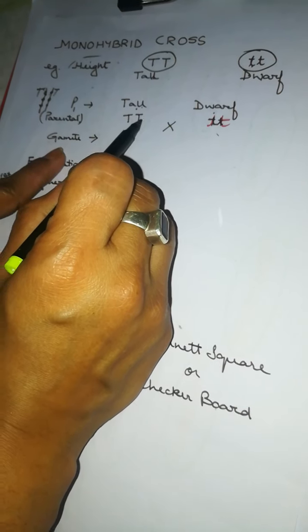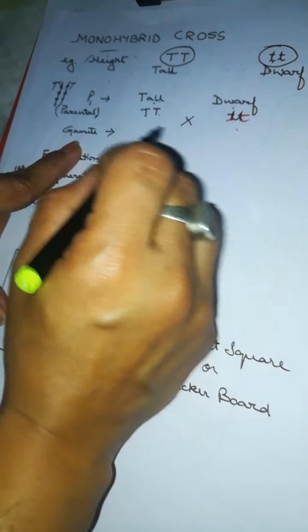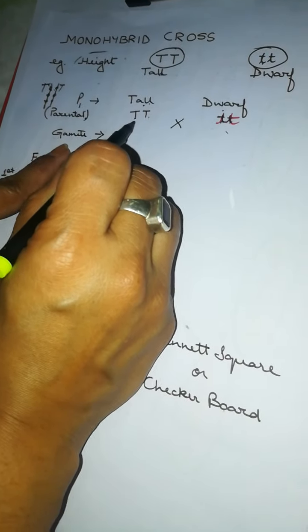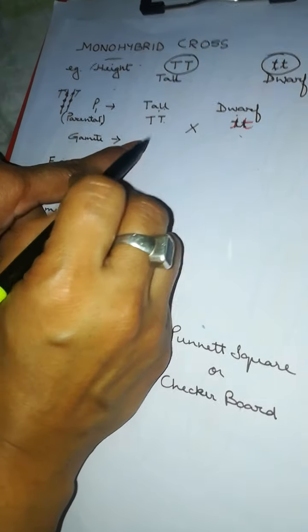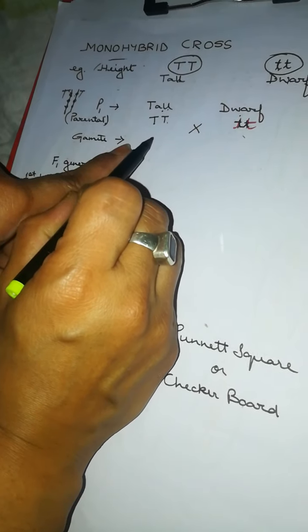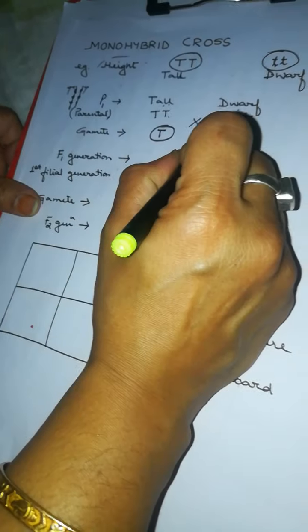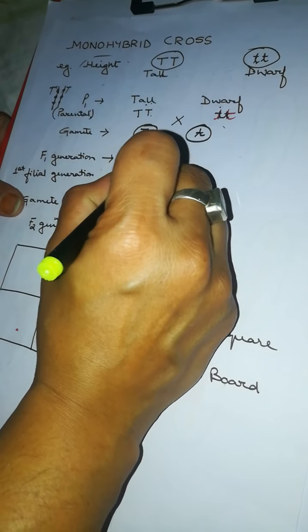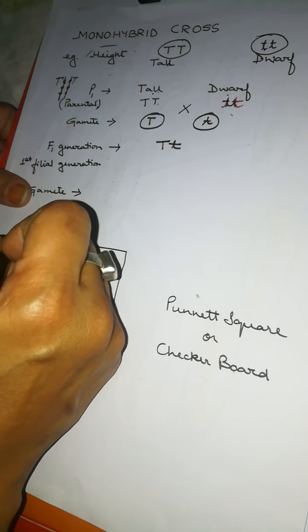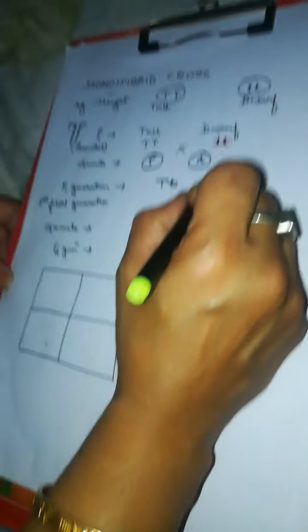When we take capital T, small t, then first the gametes are taken. For the gametes, only one chromosome will enter into the gamete. That's why here only capital T will come and here small t will come. Now when these two are joined together in the F1 generation, we get capital T and small t. Now this is again selfed. That means with the same parent it is selfed.